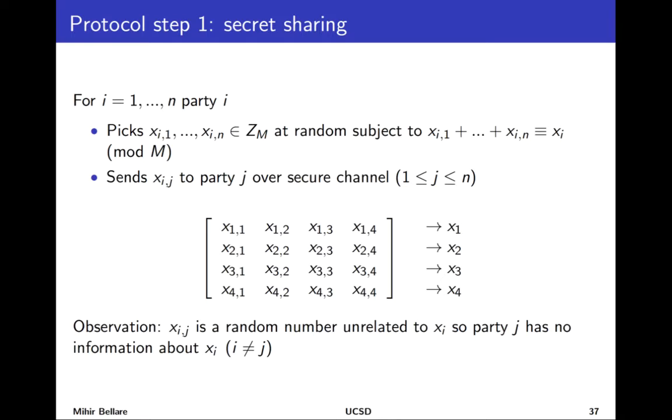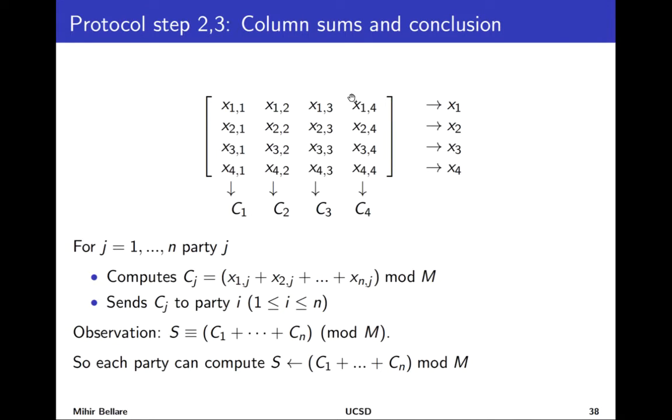And now, however, we want to get the sum of those inputs out without actually reconstructing them. The observation for that is: look at the sum of all entries in the matrix. The claim is that's the sum we want. It's the sum of all inputs. Why is that? Because this row adds up to x1, this row adds up to x2.